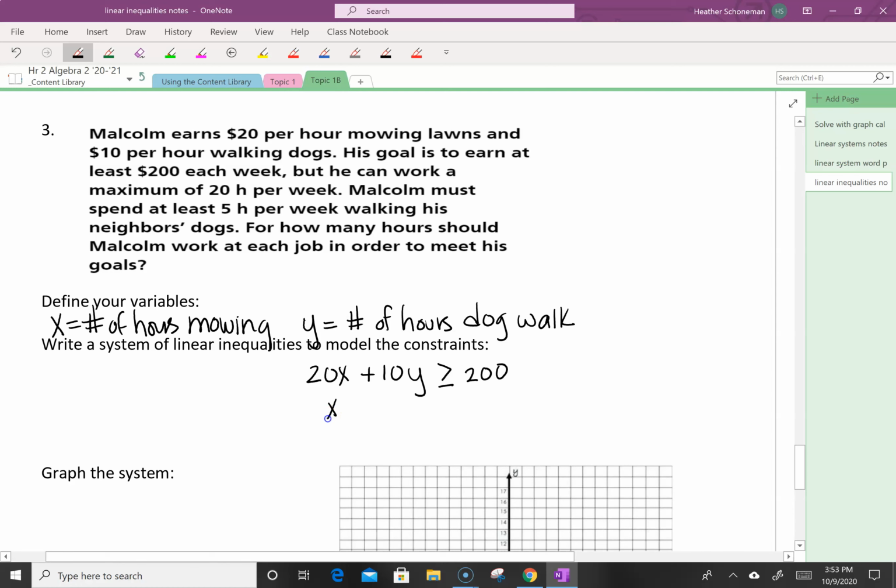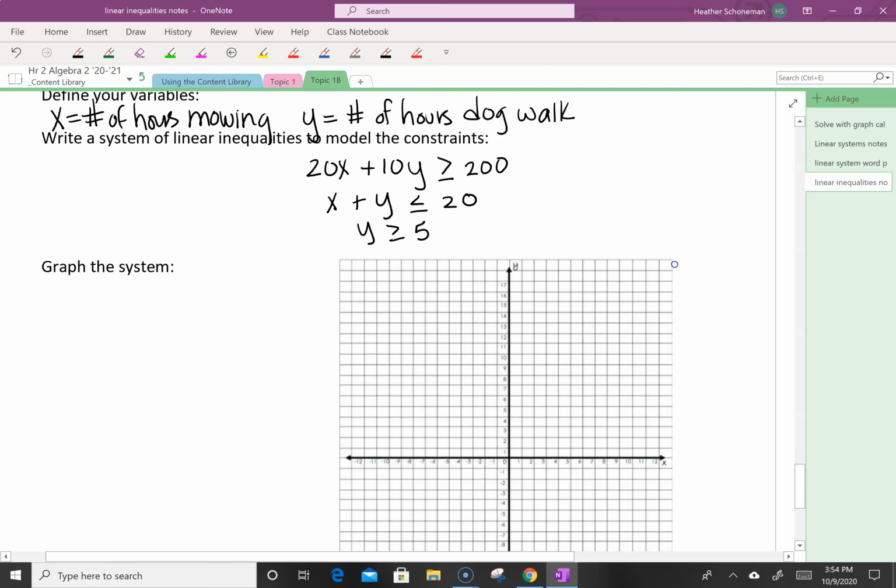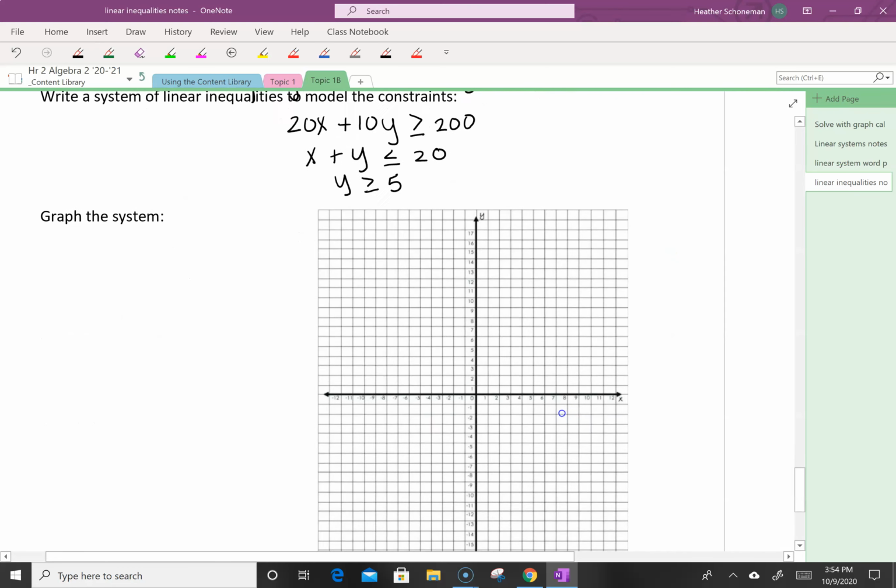So if I take the hours of mowing plus the hours of dog walking, that total has to be 20 hours or less. So this number has to be less than or equal to 20. We also have to keep walking the dog. The dog needs to be walked a minimum of 5 hours per week. If we look at my variables, y represents the number of dog walking hours, so I need to say y has to be greater than or equal to 5, because the dog needs to be walked at least 5 hours, if not more.